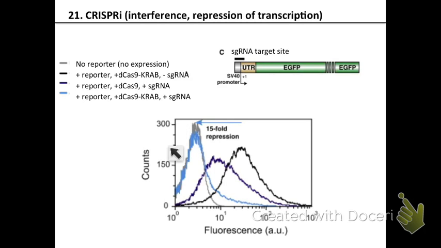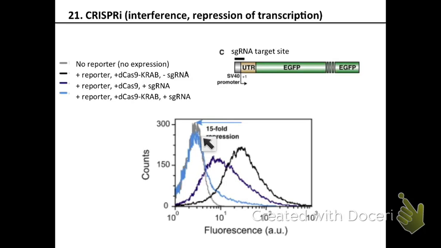What we have on the y-axis is counts, counting how many cells are expressing GFP, and on the x-axis we have the fluorescence. So the higher the fluorescence, the more GFP is expressed. Does that make sense? In the gray, you can see that there is very, very little fluorescence. All of these cells are not expressing the GFP. Does that make sense?